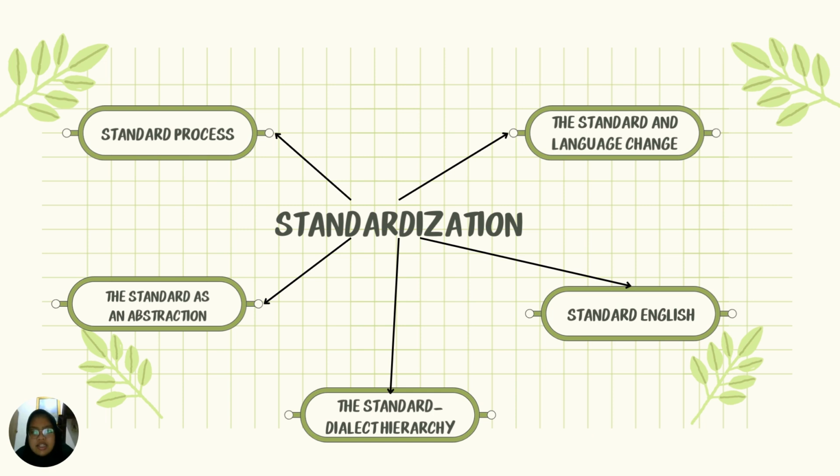The next one is standards and language change. The standardization process is necessarily an ongoing one for a living language. The standardization process is also obviously one that attempts either to reduce or to eliminate diversity and variety. The next one is standard English.